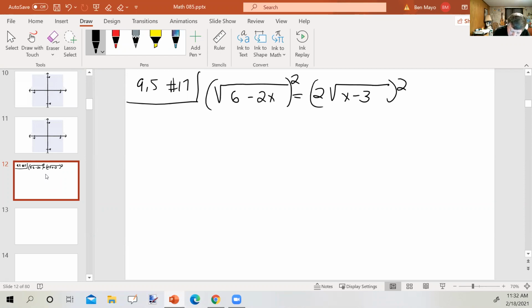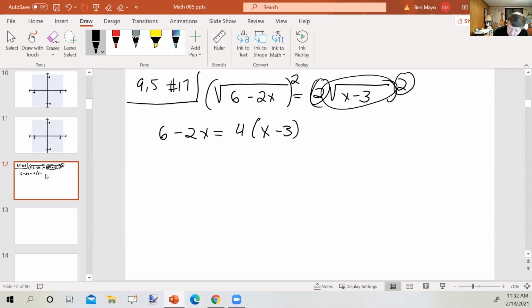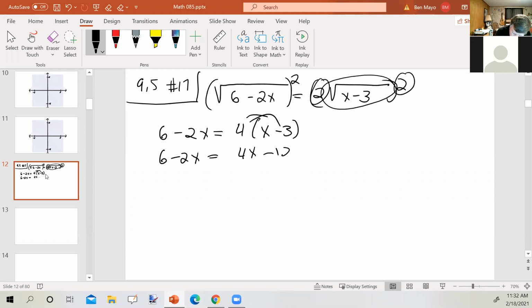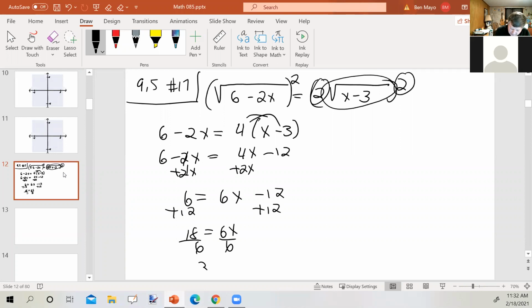On the left side, we get 6 minus 2x. On the right side, the squaring applies to the 2, so that's a 4, and it also applies to the radical, so we get x minus 3. Any questions on that step? All right, so we get 6 minus 2x equals, distributing, 4x minus 12. I'm going to solve for x on the right, so I'm going to add 2x to both sides: 6 equals 6x minus 12. Add 12 to both sides: 18 equals 6x. Divide both sides by 6, and I get x equals 3.